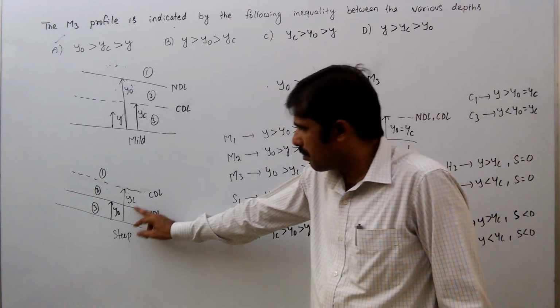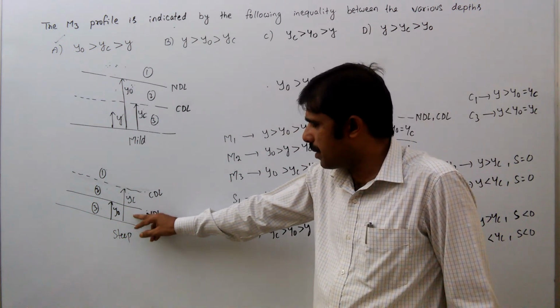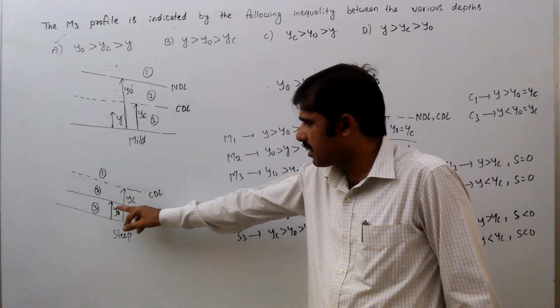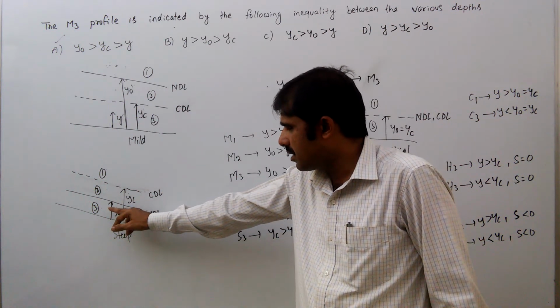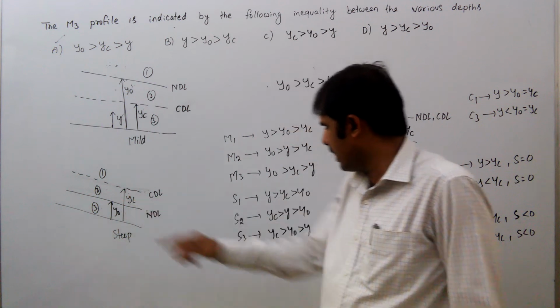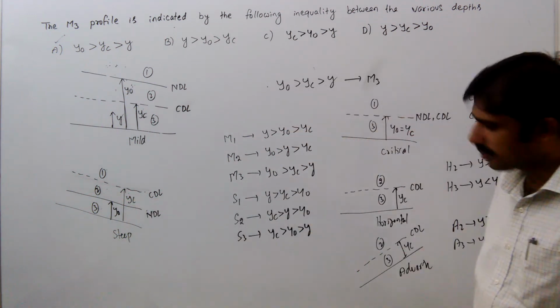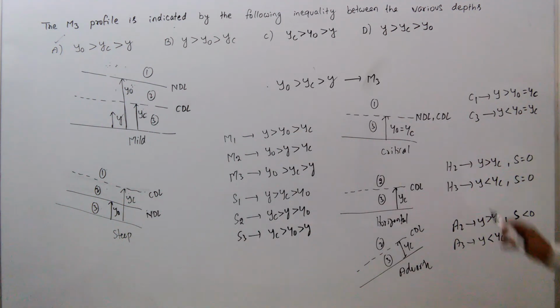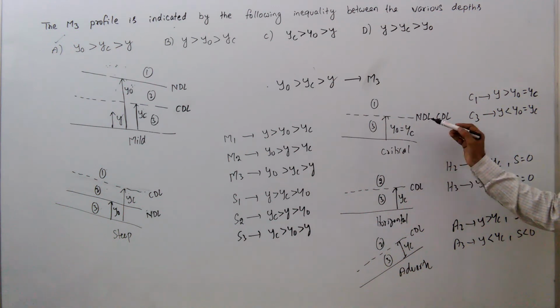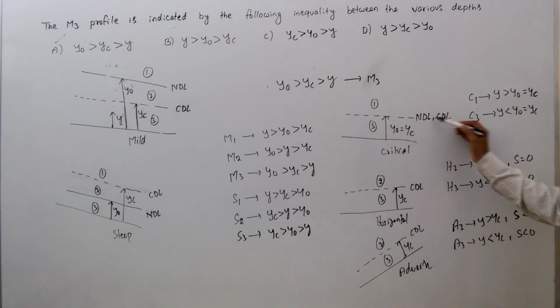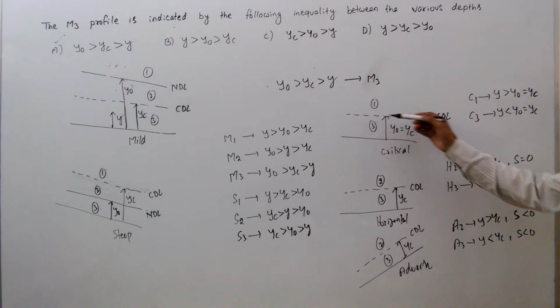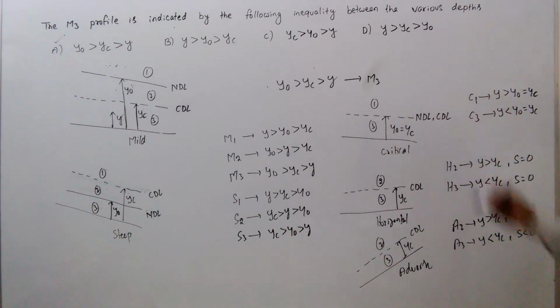If Y is below NDL, then YC is greater than Y0 and Y0 is greater than Y. This one is S3. Here, if you see critical slope, NDL and CDL both are the same. Only region 1 and 3 will be there. So, C1 and C3 profiles are possible.